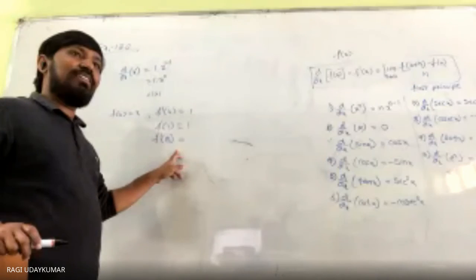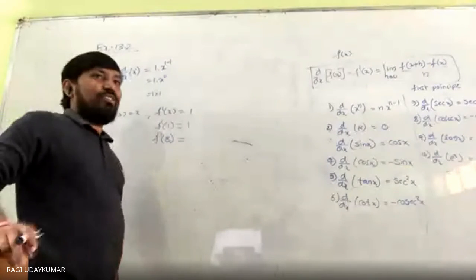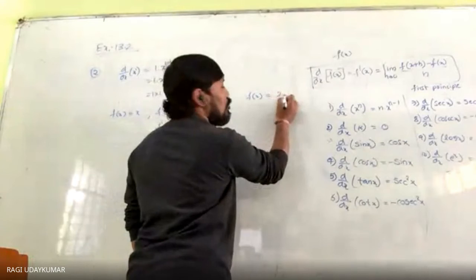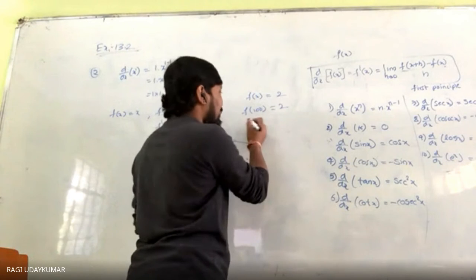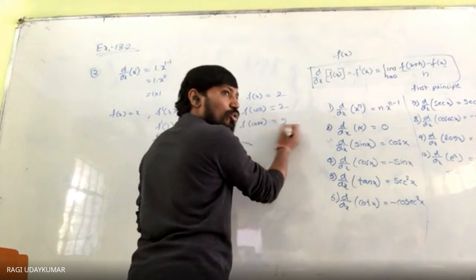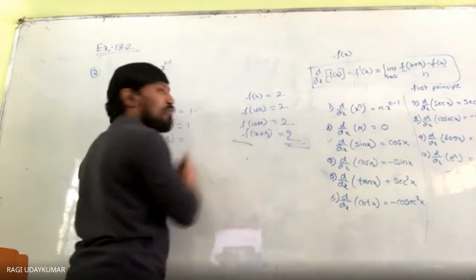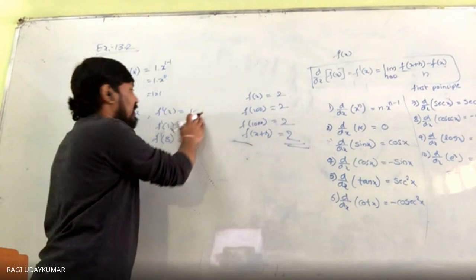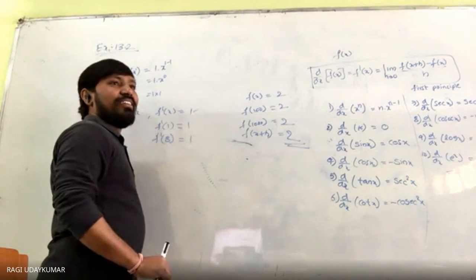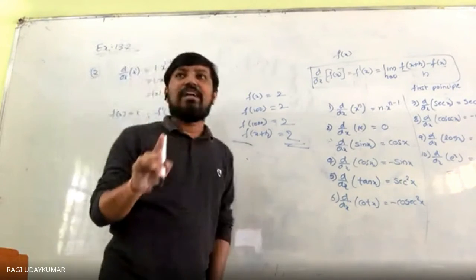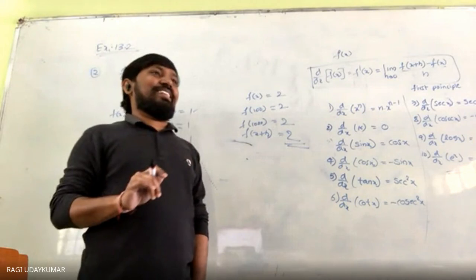f dash of 8 is what? Earlier I said f of x is equal to 2. f of 100 is what? 2. f of 1000 is what? 2. f of x plus h is what? 2. It is a constant, there is no x in it. If there is an x, you substitute the value in its place. So if the same question is given to you, find the derivative of the function at x equal to 8, that is also 1 only.